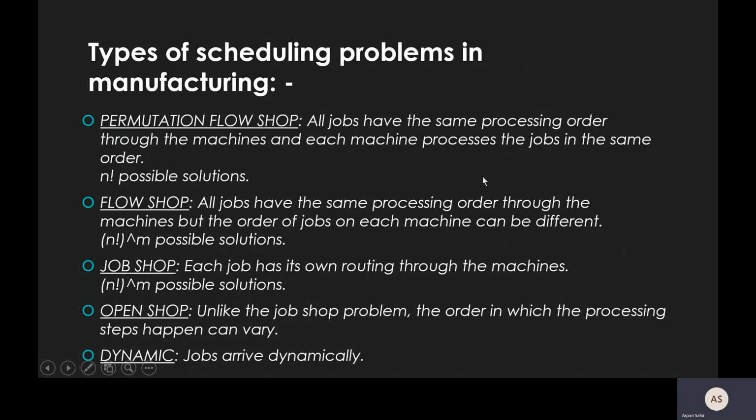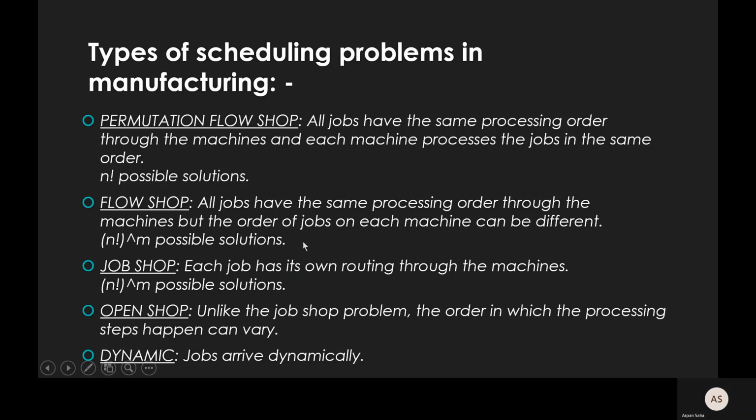So in manufacturing, as far as the factories and production floors are concerned, the scheduling problem can be different in a permutation flow shop or in a job shop or in an open shop. So what does flow shop mean? Let us first see about flow shop. In flow shop, all the jobs have the same processing order throughout all the machines, but the order of jobs on each machine can vary.